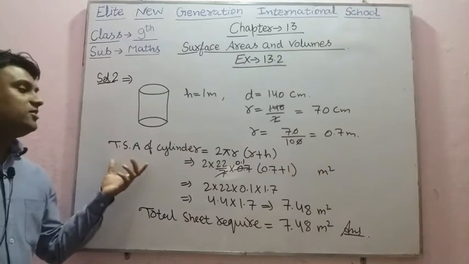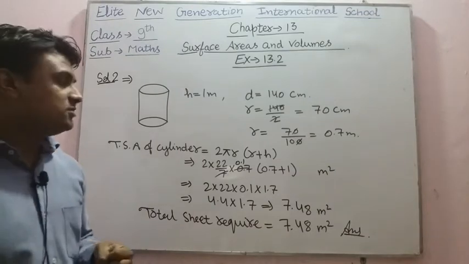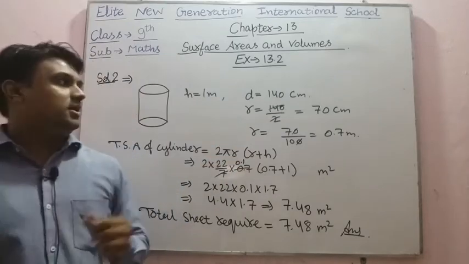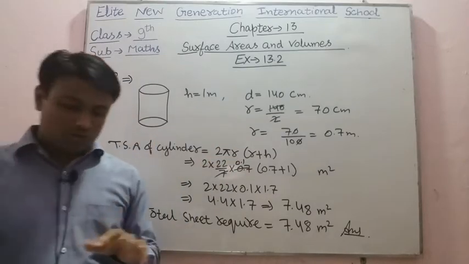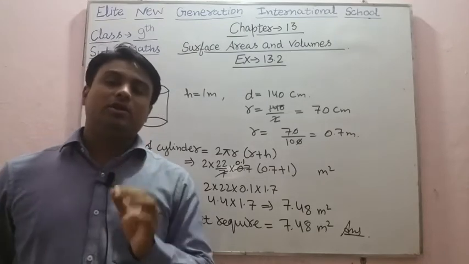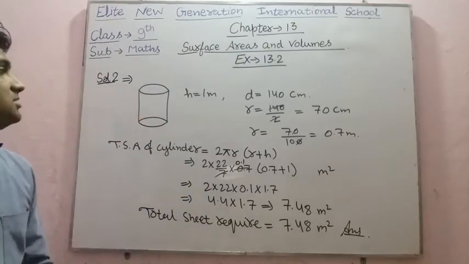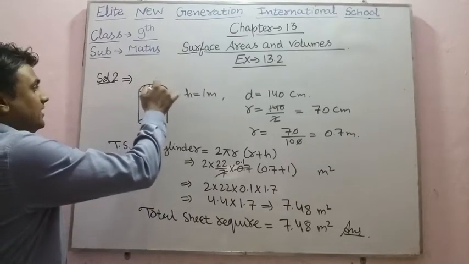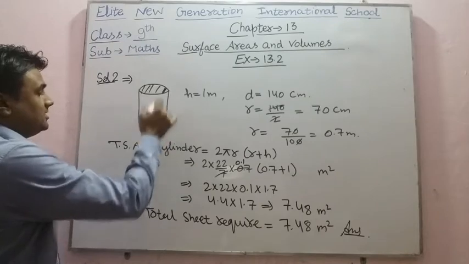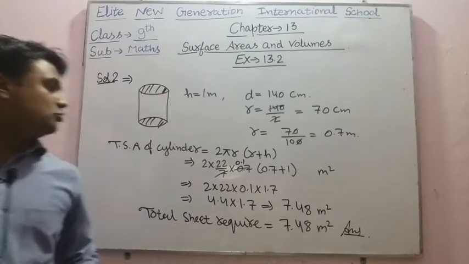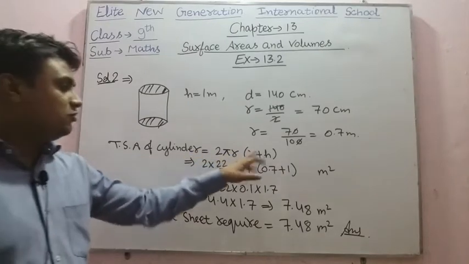Now the total surface area of a cylinder is given by 2 pi r (r plus h). Why are we finding the total surface area here? Because in the question it is given that it is required to make a closed cylindrical tank. So a closed cylindrical tank means it is closed at top and bottom. So we have to find its total surface area, as it is closed at both ends. Therefore for finding the total surface area, it is 2 pi r (r plus h).